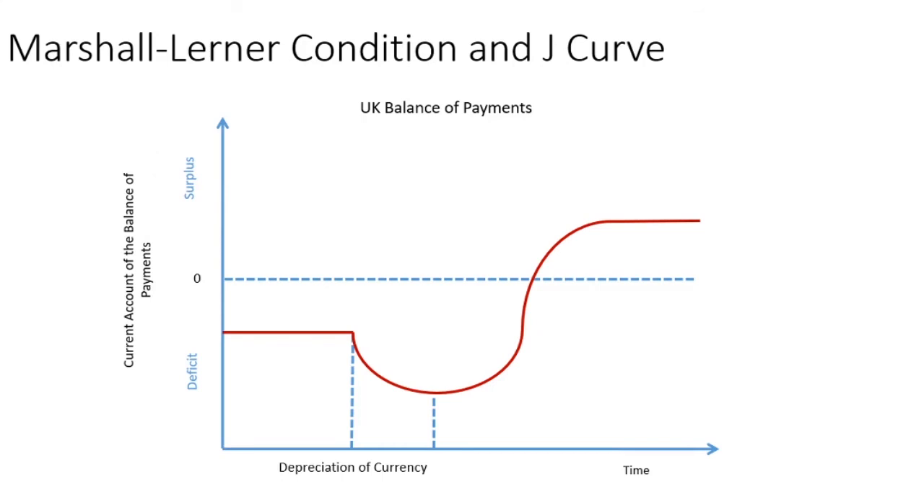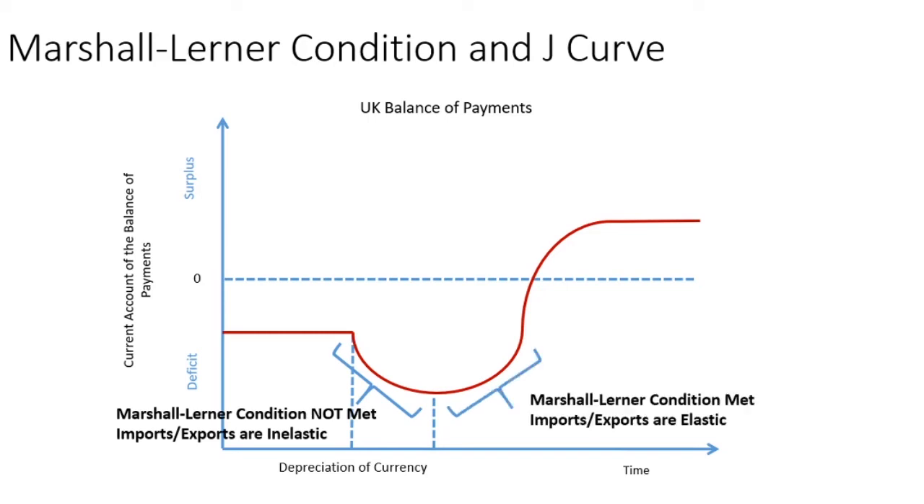The Marshall-Lerner condition is a really big part of the J curve, and you can plot them together if you'd like to. As you see here, the depreciation of the currency happened at this point in time. As we have depreciated the currency and we see a decreasing position in our current account of the balance of payments, it is in this section of the J curve, before it reaches the bottom, that the Marshall-Lerner condition is not met. Your imports and exports are on the whole inelastic. After the bottoming out part, though, the Marshall-Lerner condition is met. Your imports and your exports are therefore more elastic, and so you will sell more exports, buy fewer imports, and you will therefore improve your current account of the balance of payments.